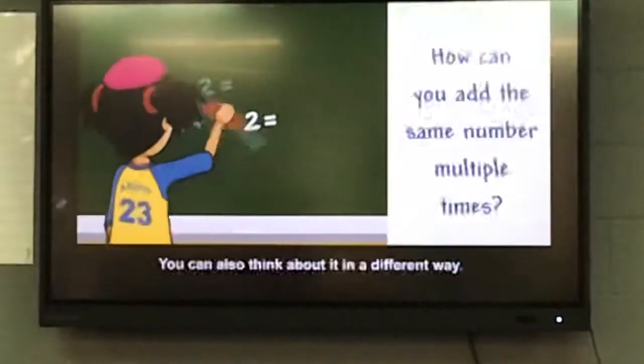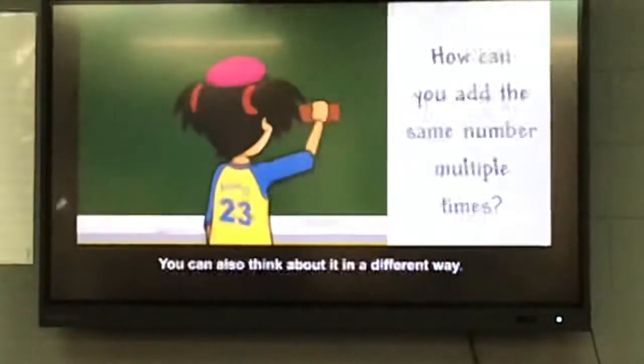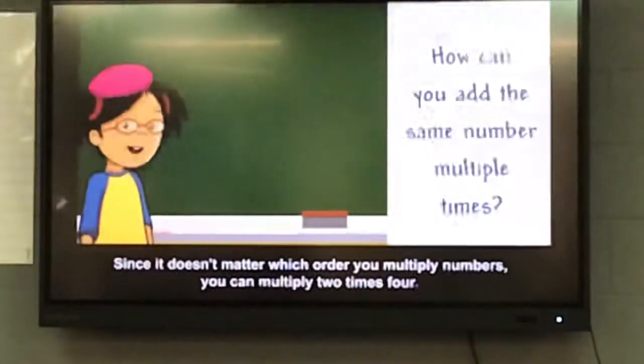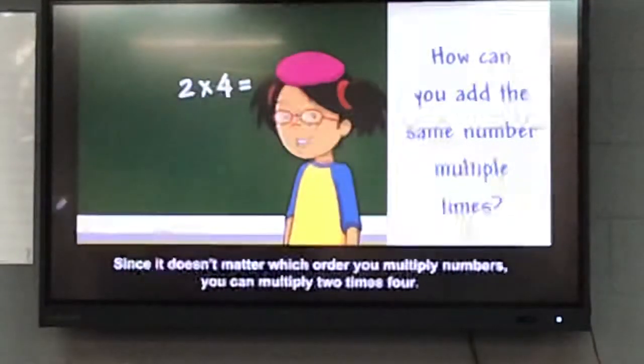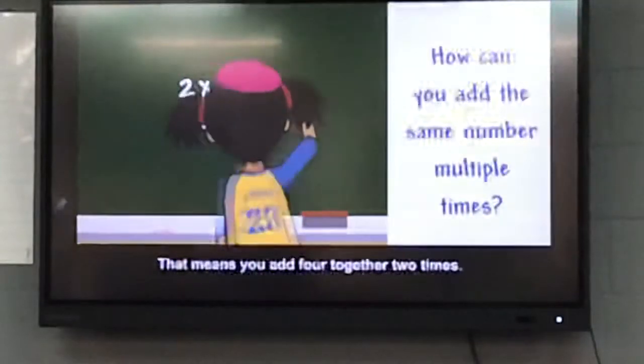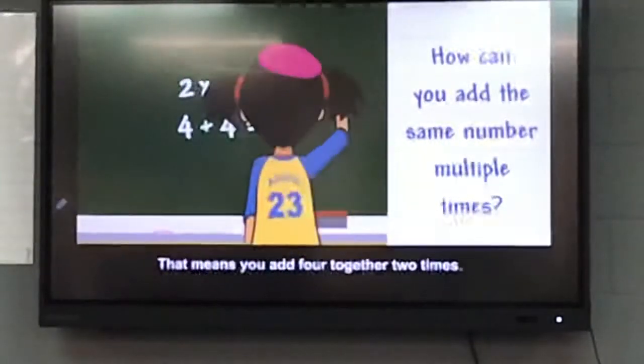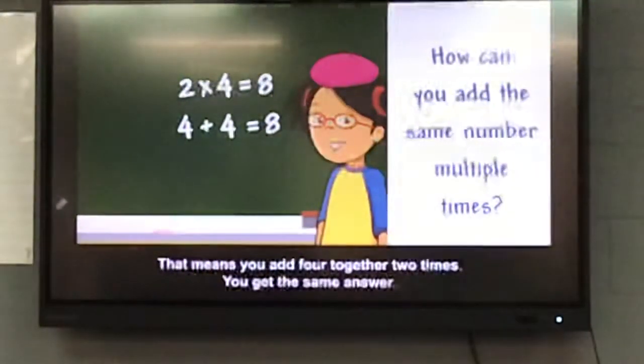You can also think about it in a different way. Since it doesn't matter which order you multiply numbers, you can multiply 2 times 4. That means you add 4 together 2 times. You get the same answer.